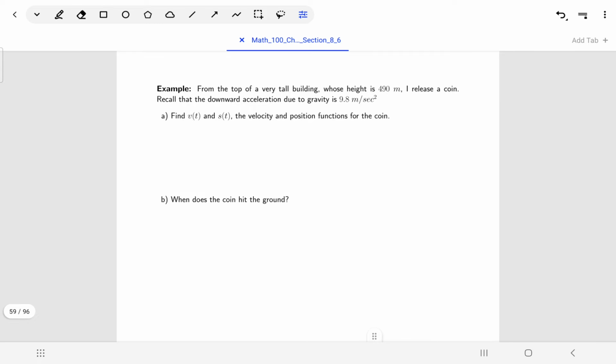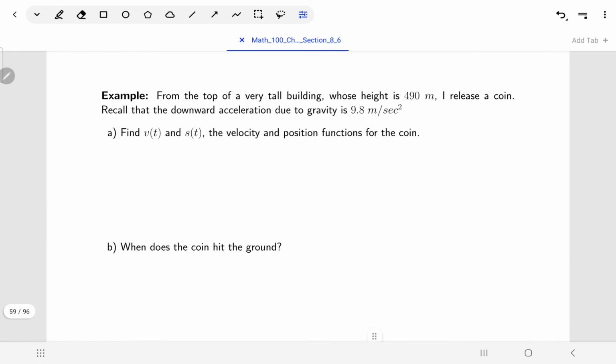Okay, let's do another one just for fun. We've got ourselves standing at the top of a very tall building. It's 490 meters tall. I'm just going to release the coin, so I'm not throwing it. So when I release it, that means initially it's not going to have any velocity. So I'll write that down. The initial velocity for this coin is 0.